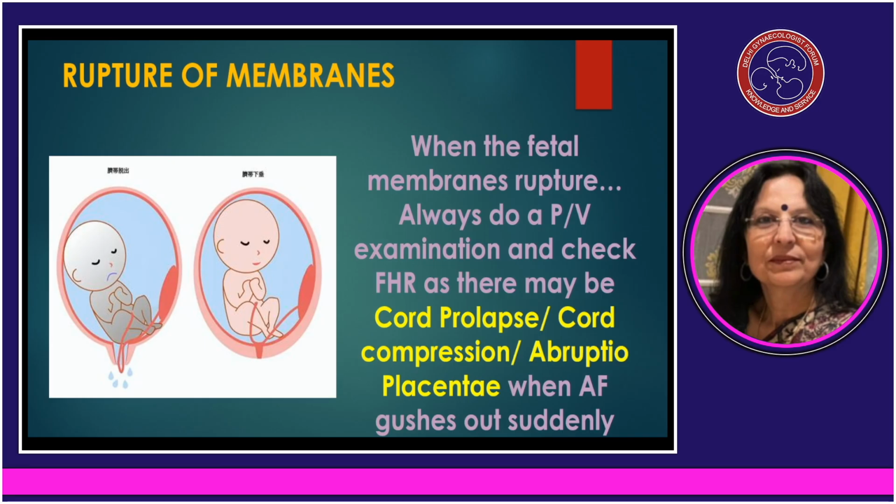Now, when the fetal membranes rupture, a per vaginum examination should always be done, because there may be cord prolapse, cord compression, or abruptio placentae when the amniotic fluid suddenly gushes out.